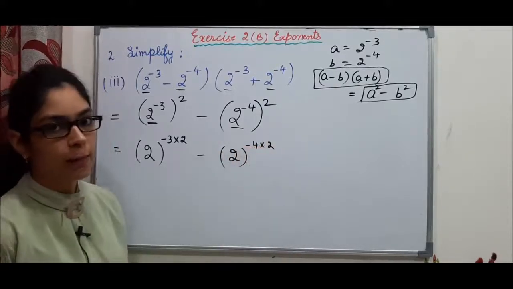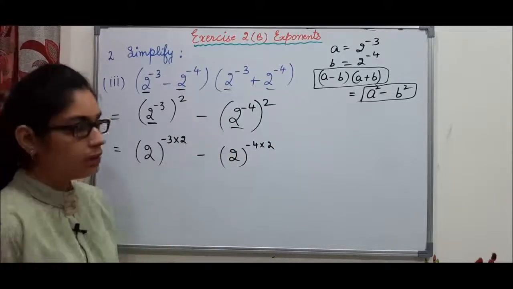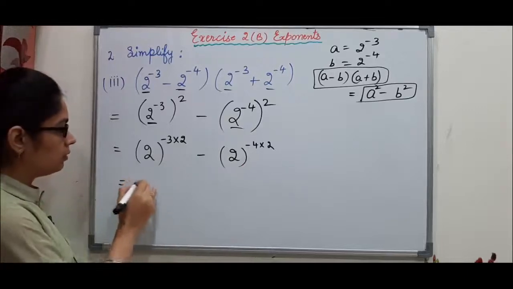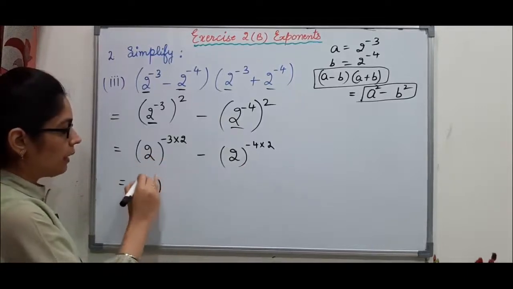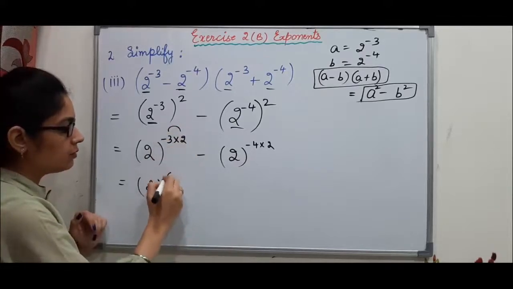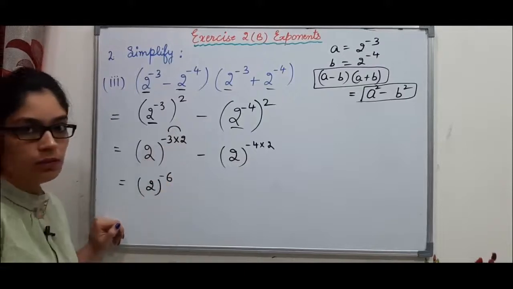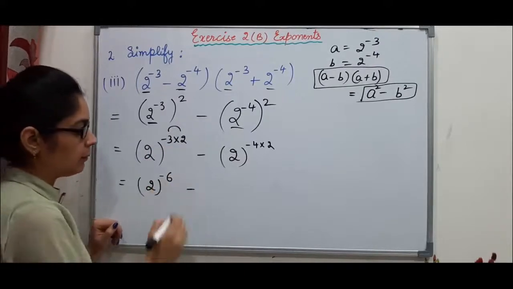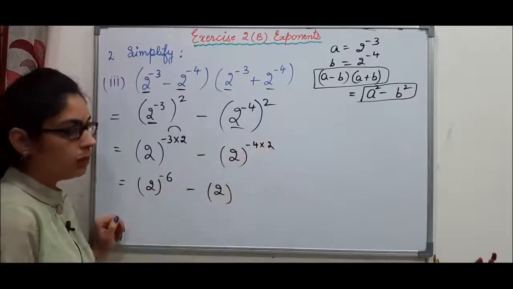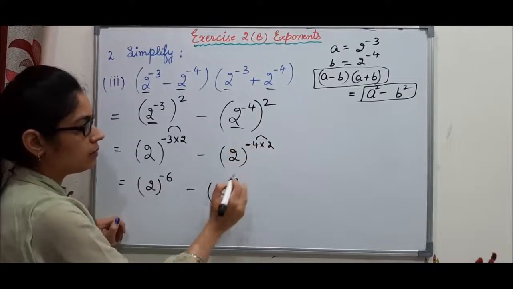We are just applying the power rule. Two powers are there. We are multiplying the powers to make these powers a single power. 2 to the power minus 3 into 2, 3 into 2 is 6. So when in multiplication one minus sign is there, in the answer also we have to write the minus sign. So 2 to the power minus 4 into 2, 4 into 2 is 8. This minus sign as it is we have to write.